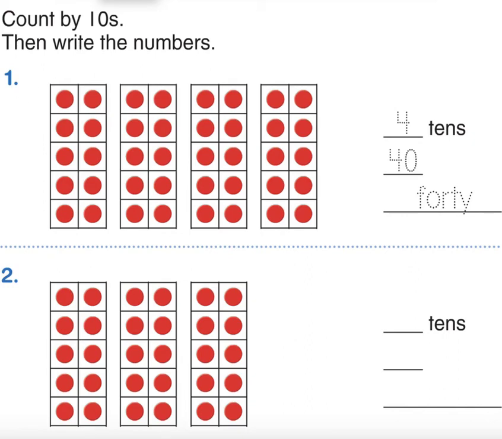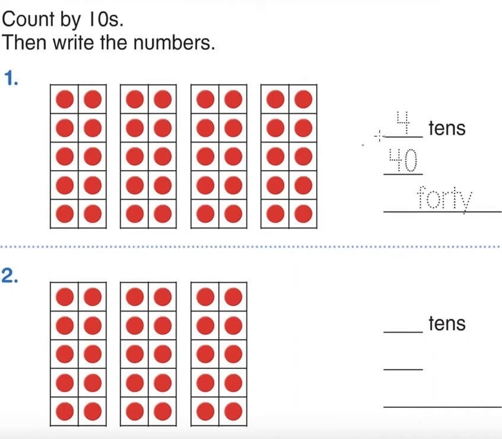All right, everyone, I'll give you a couple seconds to open up to the inside of your packets, and you should see number 1, and they kind of made it a little bit easier for us because they gave us all these 10 frames and these awesome pictures. All right, I think everyone should be open already, and let's see what they want us to do. Let's read the directions. It says count by tens, then write the numbers.